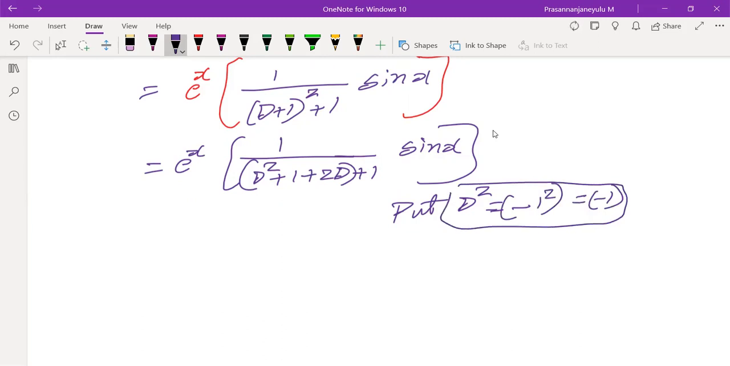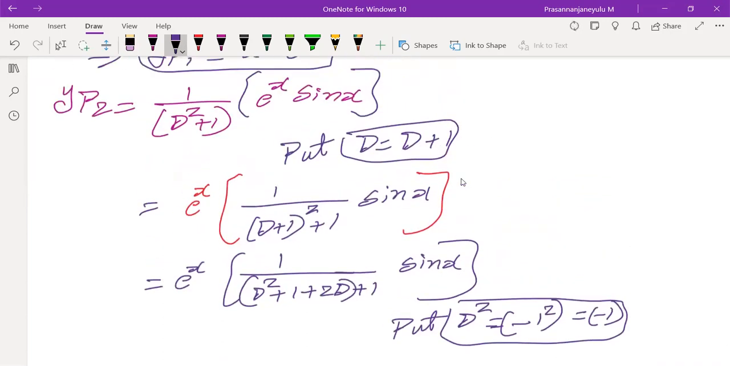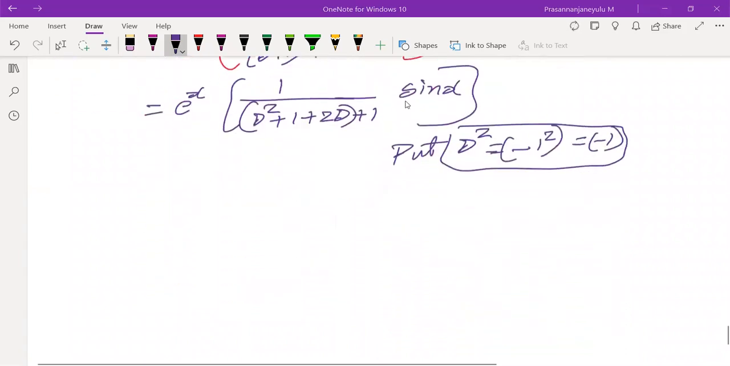In each and every step, wherever we are applying the formula, a may change. a equals 1 in our previous step. Here d plus a is 1, here also 1. For example, if we have e power 3x, then what do we substitute? d square equals minus 3 square, nothing but minus 9. So be careful, that is important.